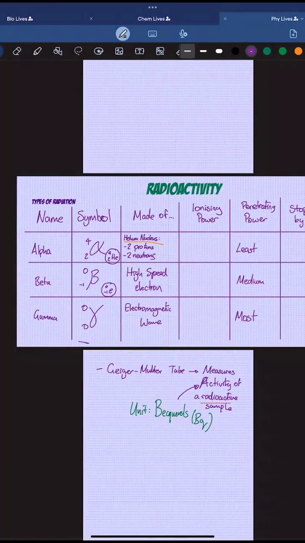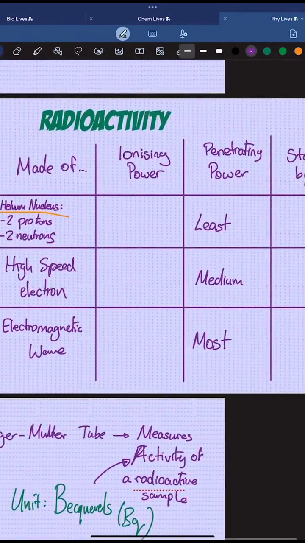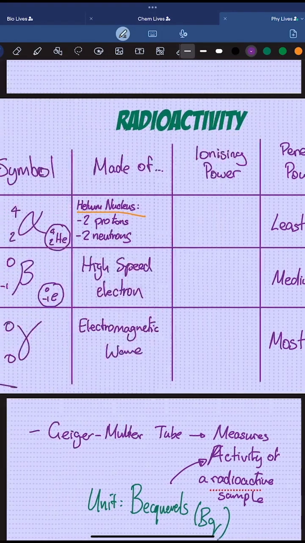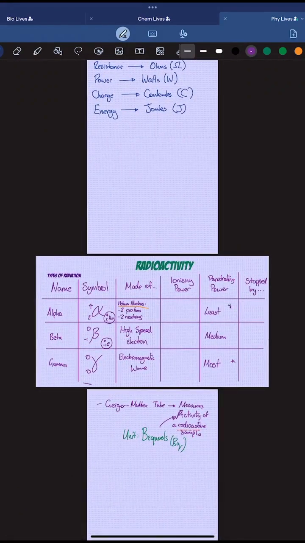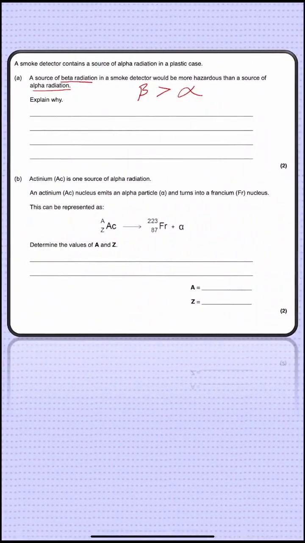Because it's all to do with what, so in our table we wrote all the penetration powers, didn't we? So here in our penetration powers, we said that the most is gamma. Let me zoom out. And the least is alpha. Here this question's talking about alpha and beta. Beta has a higher penetrating power. So that's 1 mark we can mention there. What do you think the second mark can be?